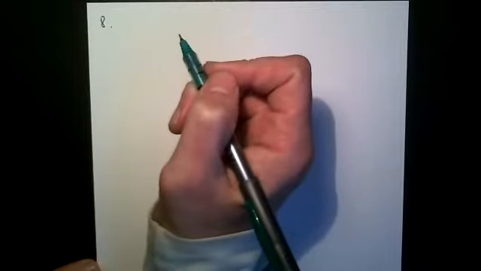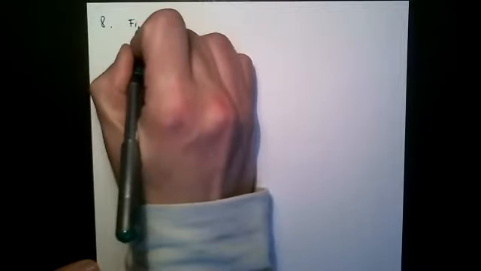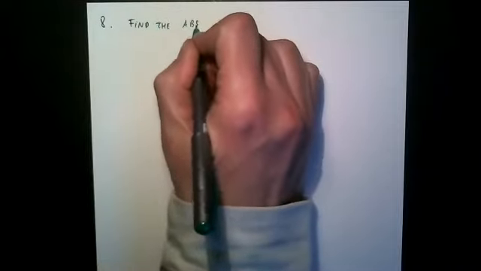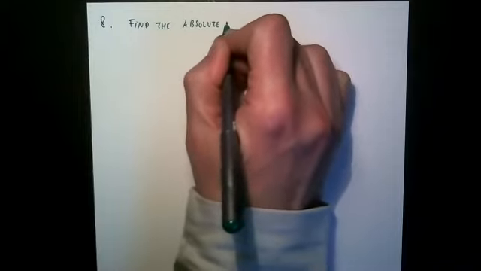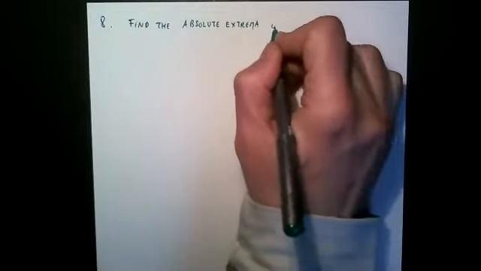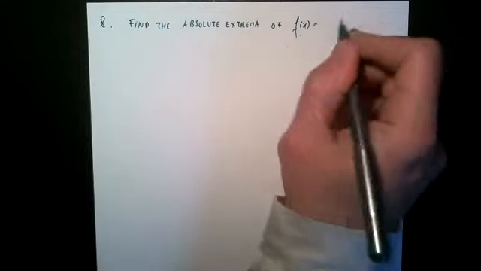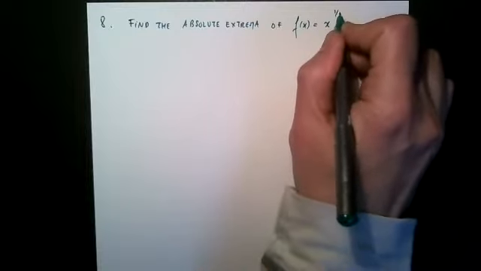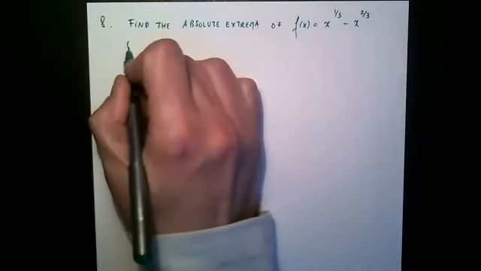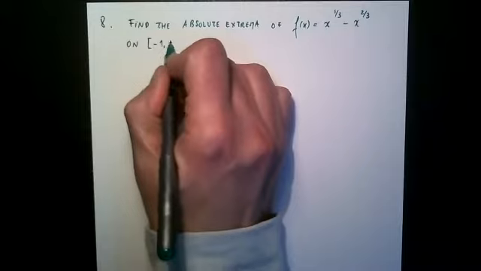Okay, so let's continue with some review. Number 8, the question is as follows. Find the absolute extrema, so maximum and minimum, of the function f of x equals x to the power 1/3 minus x to the power 2/3 on the interval -1, 1.